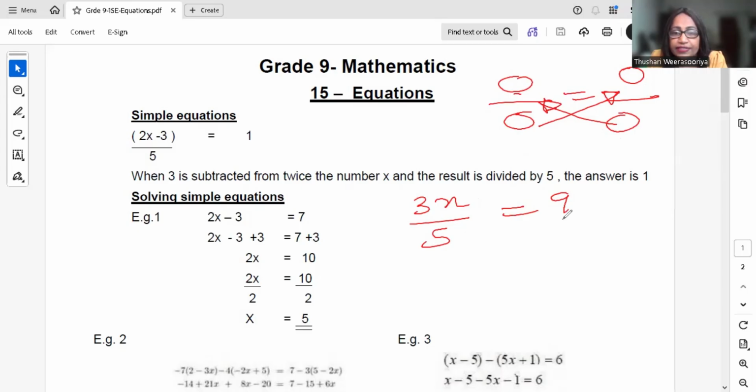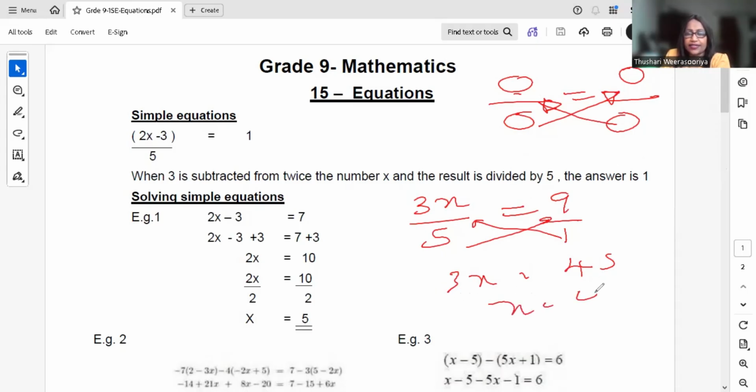Now here we'll take this 9 as 9 over 1. Then you will do the cross multiplication. Keep in mind, we can apply the cross multiplication only when we have two fractions. That is 3x equals 45. See, the big question came to a small linear equation. Then take 3 to the other side. That goes as division. That is x equals 15.